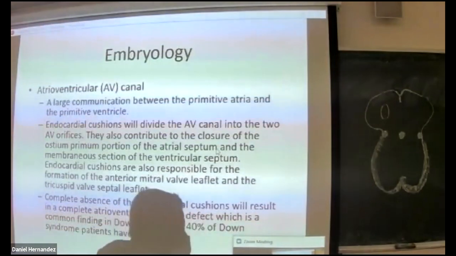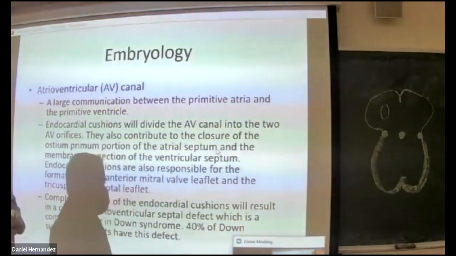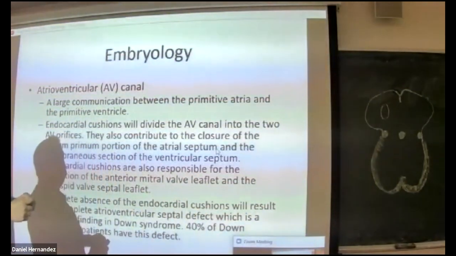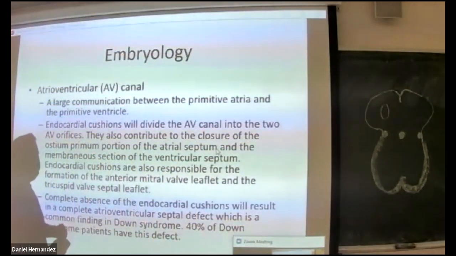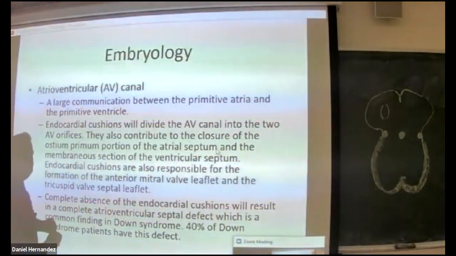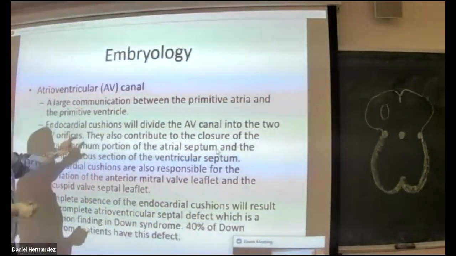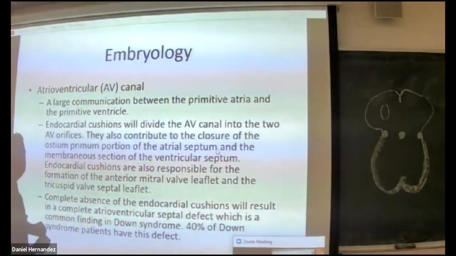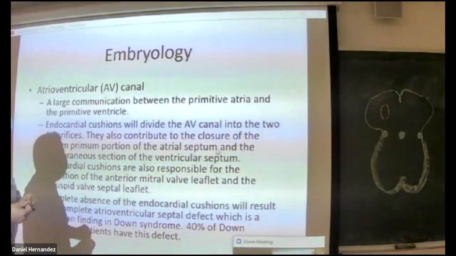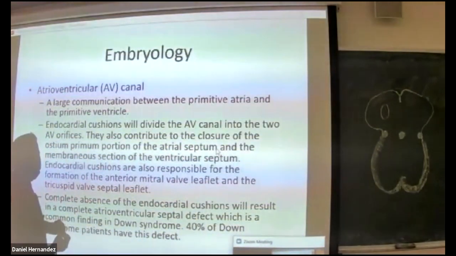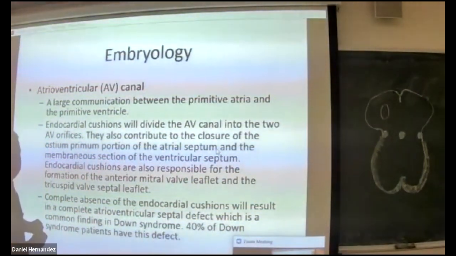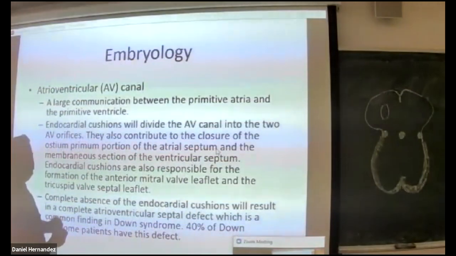So the atrioventricular canal is going to be a large communication between the primitive atria and the primitive ventricles. The endocardial cushions, I'm going to describe that in just a moment. The endocardial cushions become our big players when we're talking about ASDs and VSDs. The endocardial cushions will divide the AV canal into 2 AV orifices or openings.